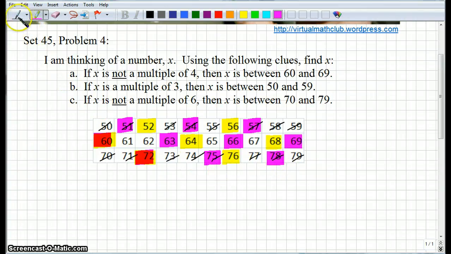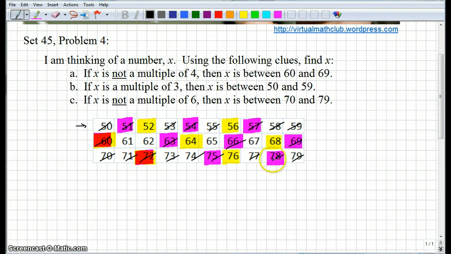And it says if it is a multiple of 3, then it's between 50 and 59. But if you look at the row between 50 and 59, the multiples of 3 have already been eliminated because they weren't multiples of 4. So I don't think there's really anything more we can do with that one, although we can eliminate the multiples of 3 that are not between 50 and 59: 60, 63, 66, 69, 72, and 78, the pink ones. Some of these are already eliminated.